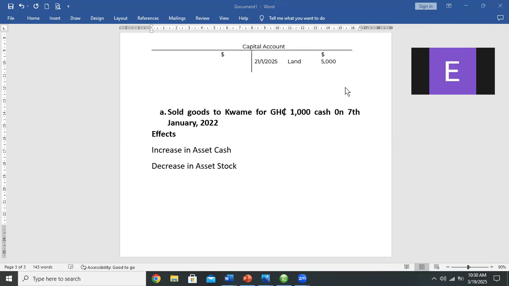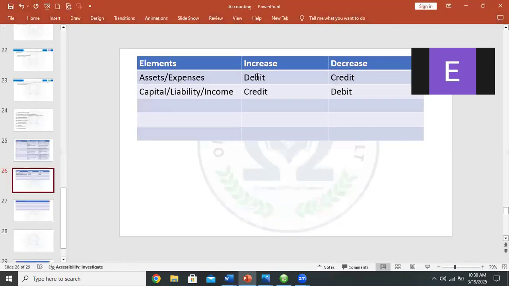Okay, so now that you're able to make the analysis, then what's next for you is to record in the T account. So let's do the recording in the T account. To do that, we refer to the table, which says that when assets or expenses increase, we debit. When they decrease, we credit. And liabilities, capital and income, when they increase, we credit. When they decrease, we debit. So looking at the example that we have just analyzed, we have an increase in asset. So what are we supposed to do? We are supposed to debit.